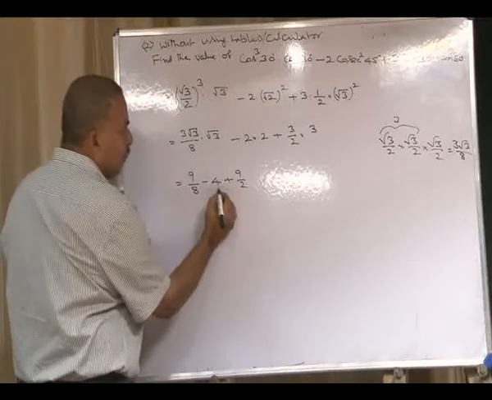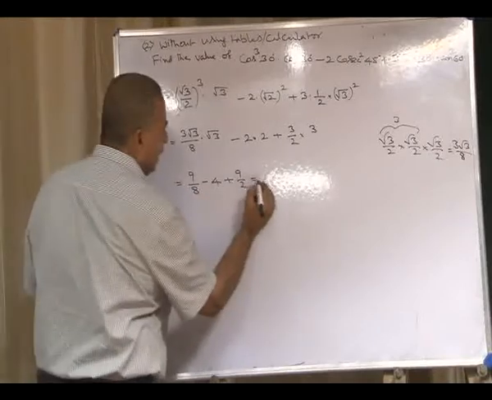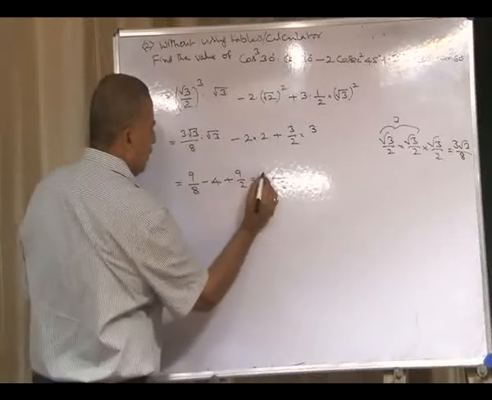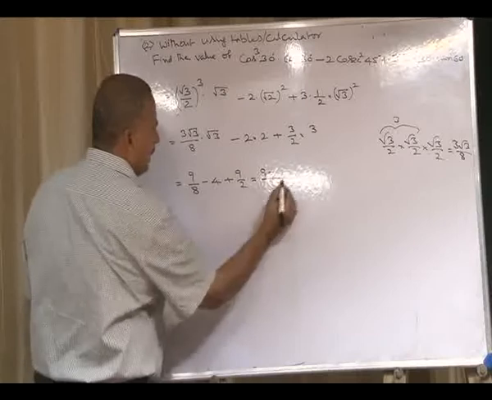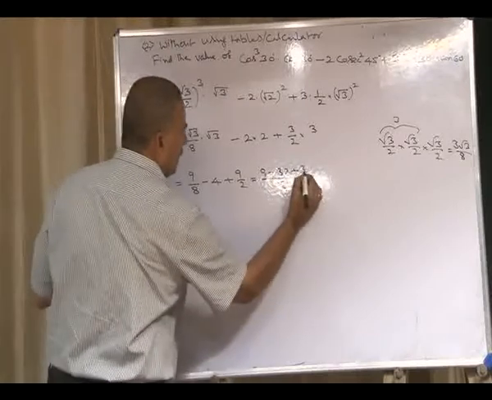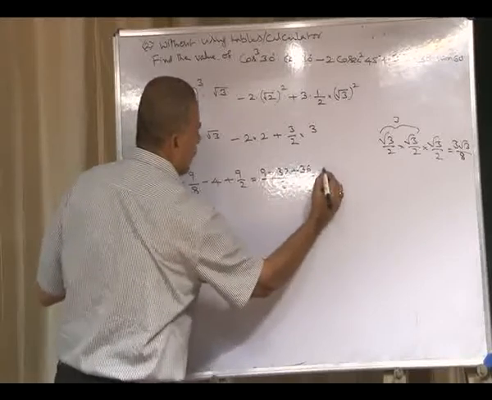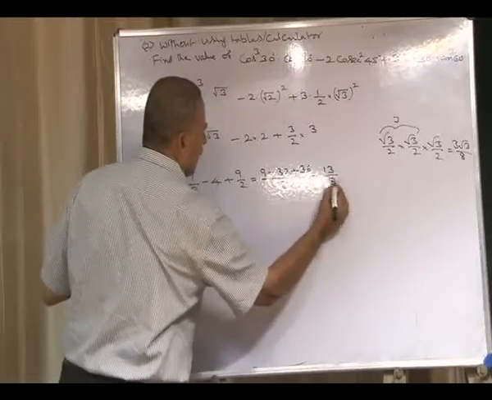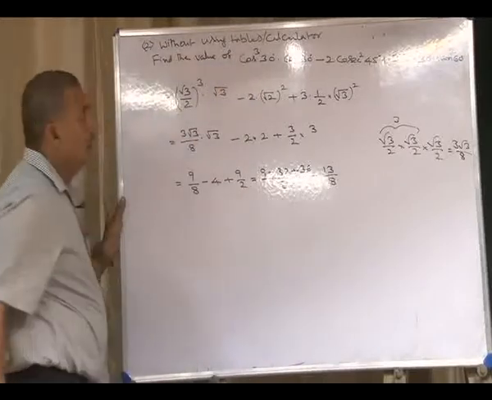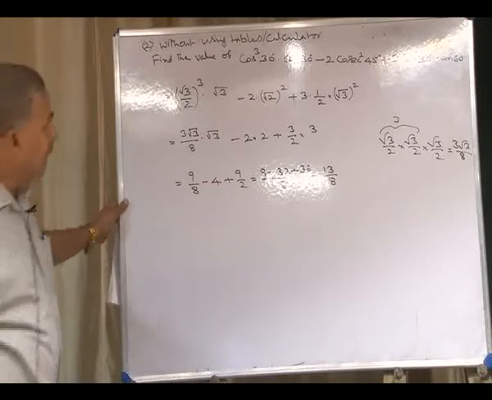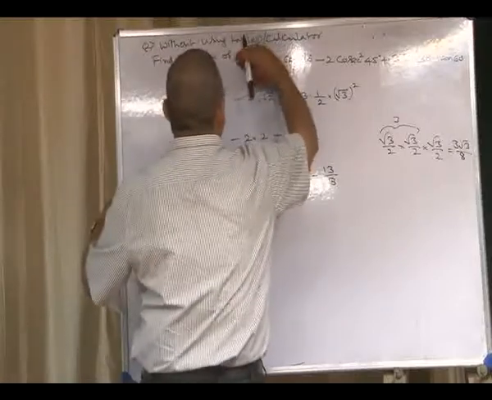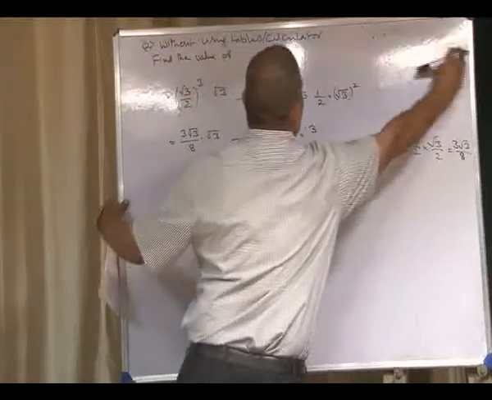The LCM of 1, 2 and 8 is 8. 8 1 the 1 into 9 is 9 minus 1 8 the 8 into 4 is 32 plus 2 4 the 4 into 9 is 36. That is equal to 13 by 8. The 13 by 8 is the value of the given problem. In standard angles, we write the trigonometrical ratios of standard angles without using tables or calculator.